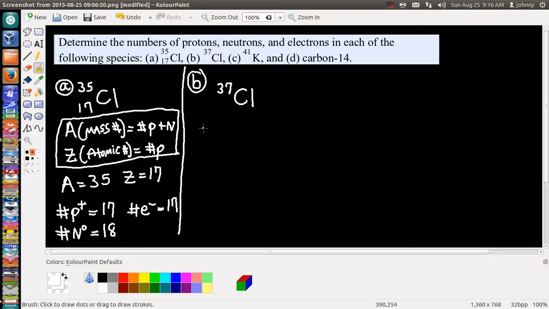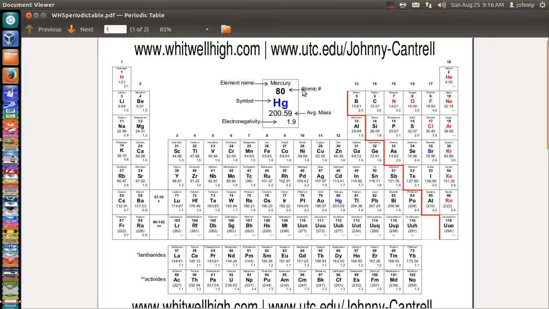We need a periodic table to find that. So let's bring up our periodic table. Now if you look, chlorine is right here. Notice that chlorine is in column 17, but look at its positioning and its order on the periodic table.